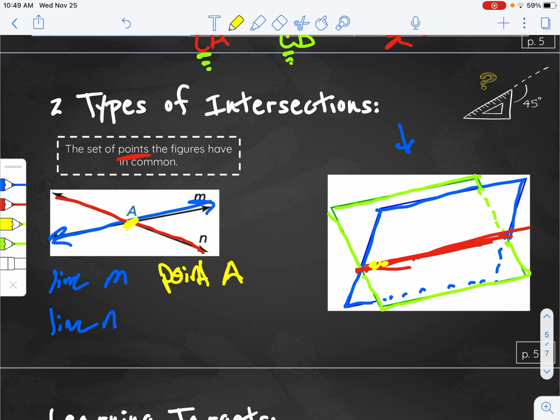Well, remember that a line is made up of an almost infinite amount of points that make up that entire line. So let's say we call this line M, really line M is made up of a ton of points. So we can say that the intersection of this green plane and this blue plane would just be line M. That stretch where those planes meet.